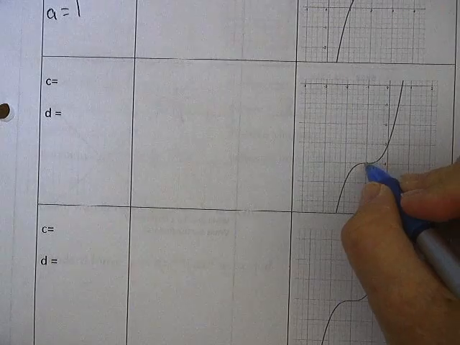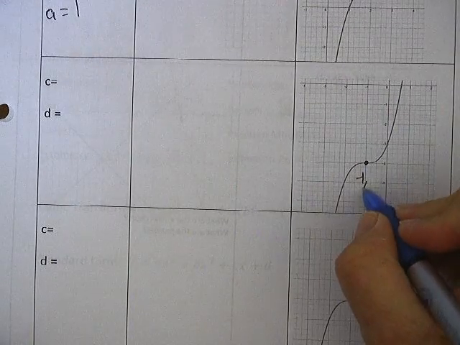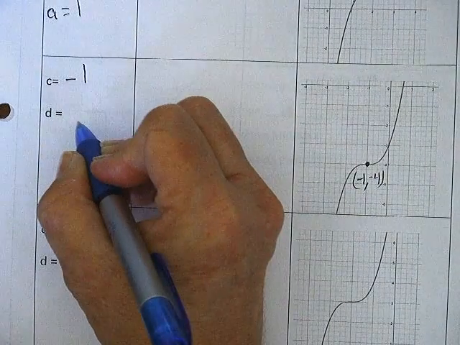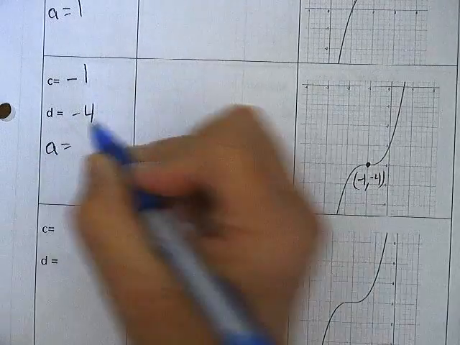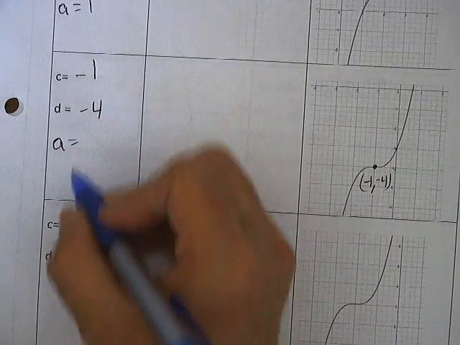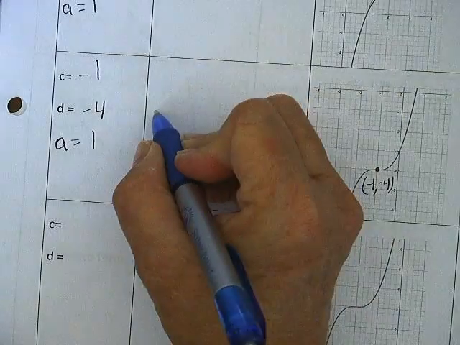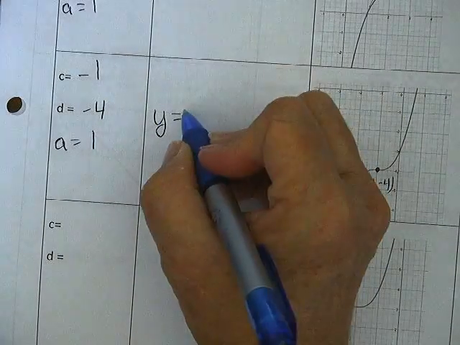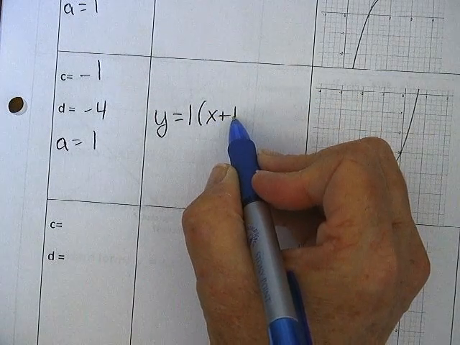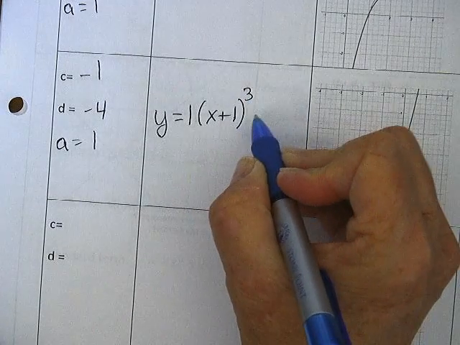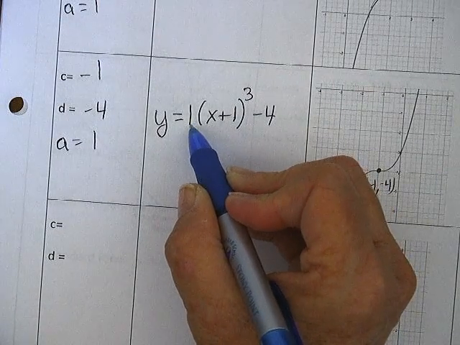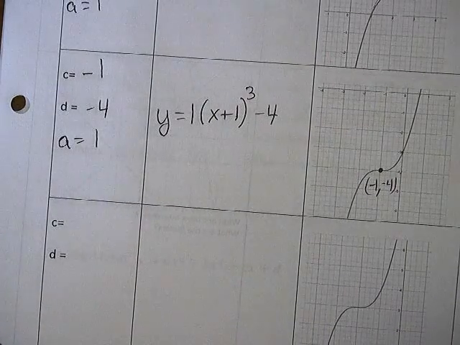Our second one, our inflection point is at negative 1, and we're down at negative 4. So our C value is negative 1, D is negative 4, and we'll just confirm our A value. If we stepped over 1, we go up 1 before we hit our function. So that's also still a 1 value. Our cube function will look like y is equal to 1 x plus 1, because this is really x minus a negative 1, which becomes a positive, cubed minus 4. And some of you may ask, do you have to write that 1? Of course not. I'm just putting that in to illustrate where it goes.